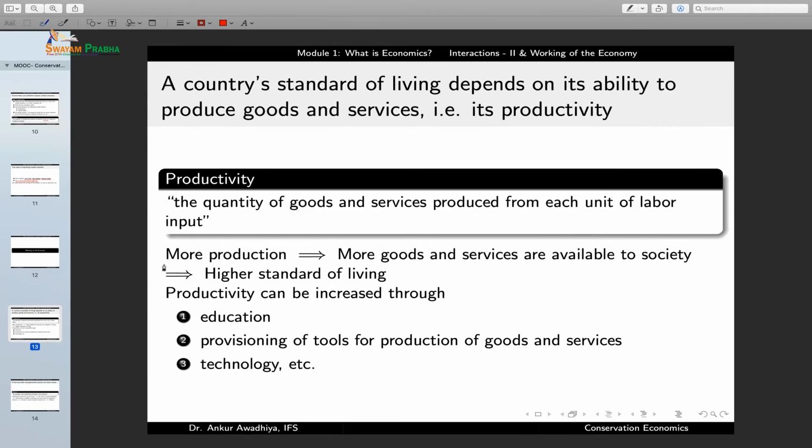We can understand it in this way that more production leads to more goods and services that are available to the society. More goods and services available to every person of the society means a higher standard of living. So, a country's standard of living depends on its ability to produce goods and services, which means productivity. Which means that if you want to raise the standards of living, you have to raise productivity. And how can you do that? You can do that in these three ways.